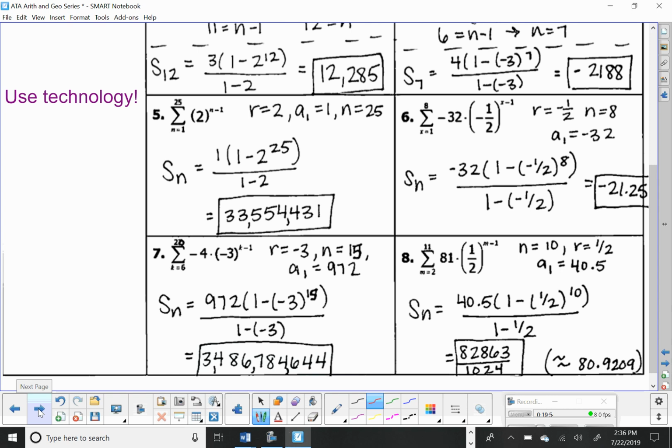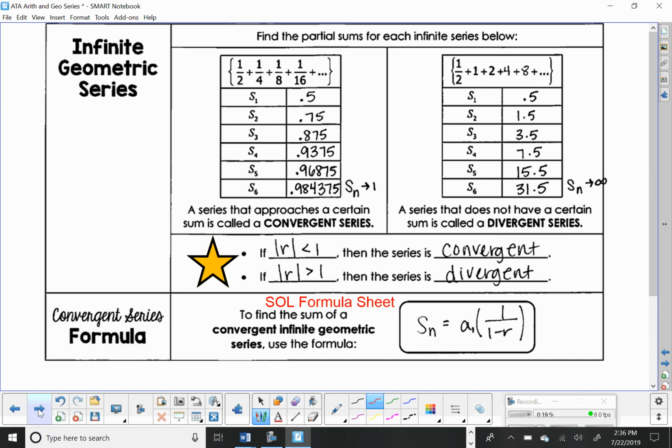Okay? All right, infinite geometric series. This is on the back page, and this is the last part. Find the partial sums for each infinite series below. So, the sum of 1, sum of 2, 3, 4, 5, 6. This should be pretty easy to do.